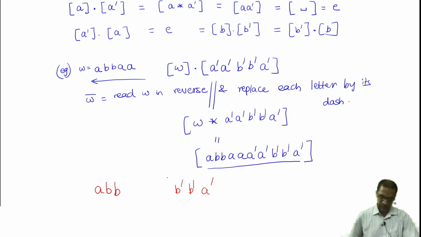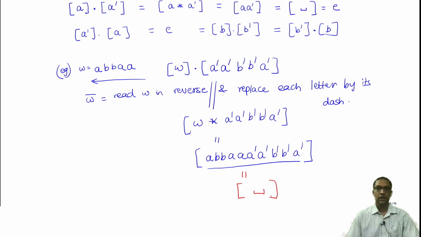Okay, now I look at what's left. I see that this B and this B dash are paired up. So I erase them. Again, what's left? The B and this B dash are paired up. This A and this A dash are paired up. Okay, so you see that's exactly how we constructed the inverse. We just read the word in reverse, and for every symbol we just took its dash. Okay, and the reason for doing this is because exactly this sort of pairwise cancellation is going to happen.